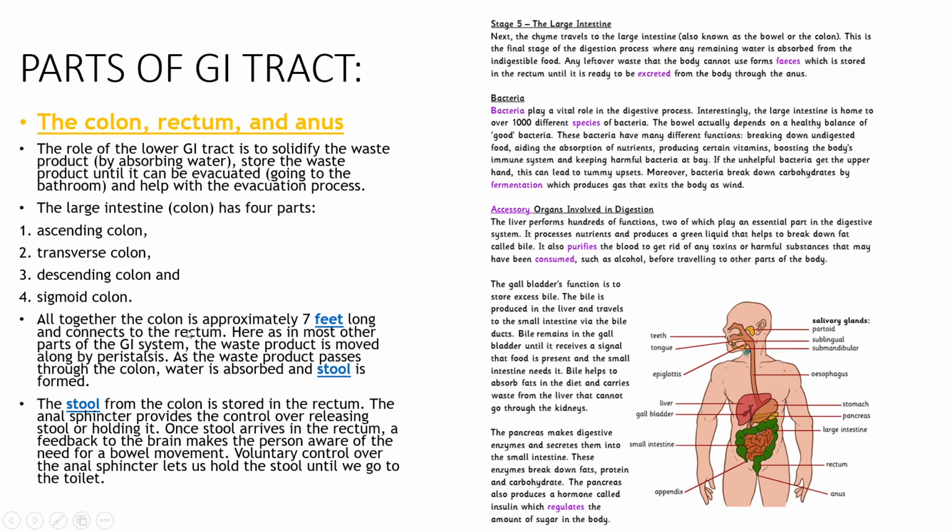It is approximately 7 feet long and connects to the rectum. The stool from the colon is stored in the rectum. The anal sphincter provides control over releasing stool or holding it. Once the stool arrives in the rectum, feedback to the brain makes the person aware of the need for a bowel movement. Voluntary control over the anal sphincter lets us hold the stool until we go to the toilet. Here I have given a brief description of the large intestine, then the bacteria and the role of bacteria present in the large intestine, then some accessory organs involved in digestion, and a small diagram of the digestive system.